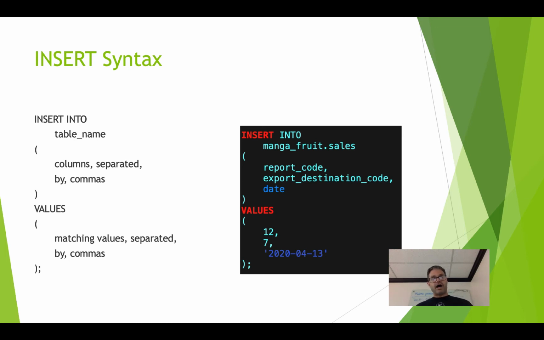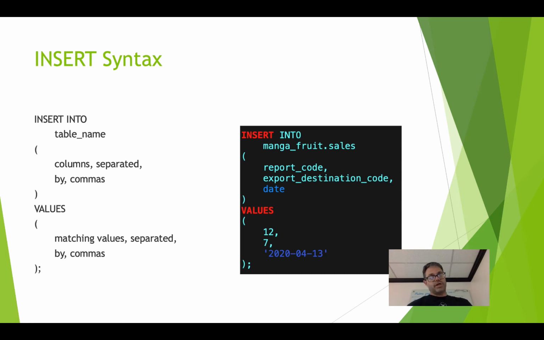And then the values I'm attaching using the values keyword: I'm putting 12 into report code, 7 into export destination code, and finally a date value of 2020 April 13th. Now, it's really important when we're talking about our insert syntax that we clearly identify the values we're putting forward to each column. This is one of the reasons why I like using the vertical alignment explicitly, because I can easily see what's happening.